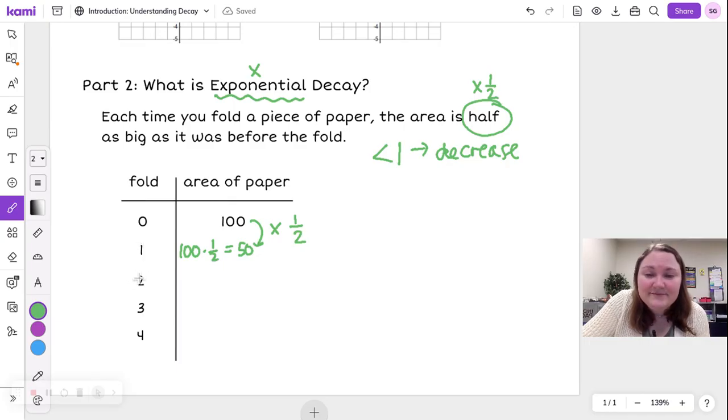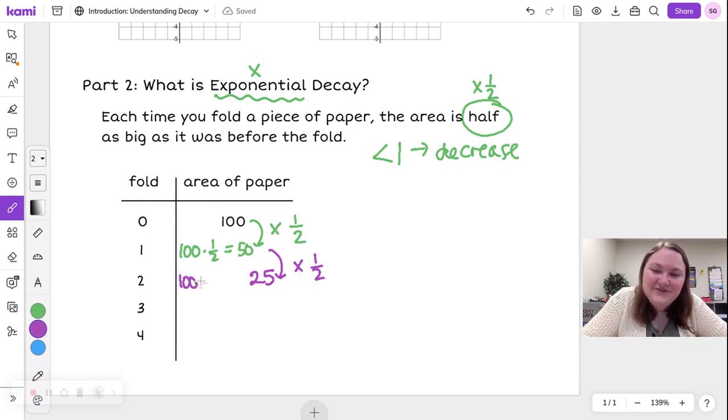After 2 folds, we're going to keep that pattern going. So what do you think I need to do for my second fold? What math? Well, after the second fold, we're just going to keep continuing that pattern. It's going to be half as big, and so 50 times 1/2 is 25. You could do it that way, 50 times 1/2, or you could say we're starting with an area of 100, and when I fold it in half twice, it means I need half of that first area, and then half of that second area, and think of it this way as well.